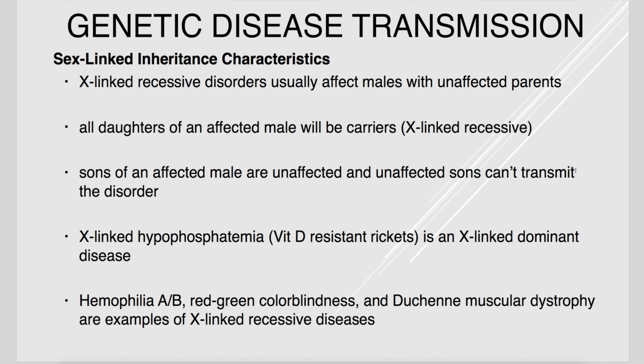So X-linked recessive disorders, again, usually affect males with unaffected parents. All daughters of an affected male will be carriers. Sons of an affected male are unaffected, and unaffected sons cannot transmit the disorder, which makes sense. A couple examples of these diseases: X-linked dominant, something known as vitamin D resistant rickets. As far as X-linked recessive, which are more common, things like Duchenne's muscular dystrophy, color blindness, hemophilia. Those are pretty good examples, and again, you're going to see those in males.